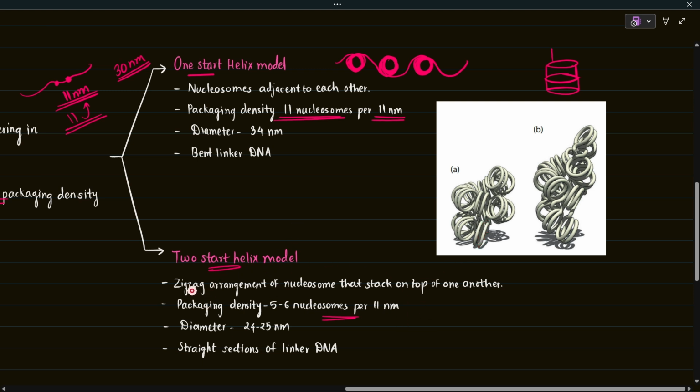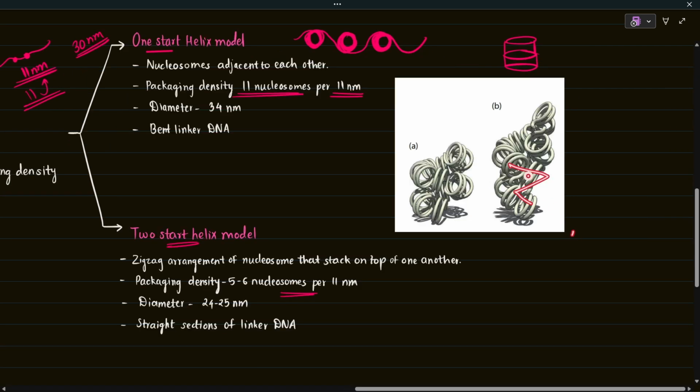Well, in the two start helix model, it is the zigzag arrangement of nucleosomes that stack on top of each other. You can see it goes like this in the zigzag manner. The packaging density is lower compared to the one start helix model. It is 5 to 6 nucleosomes per 11 nanometer. The dimensions of this architecture are 24 to 25 nanometer, and the linker DNA stays straight.